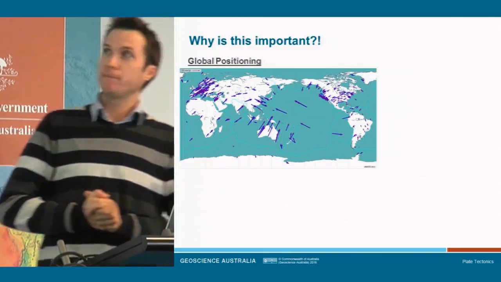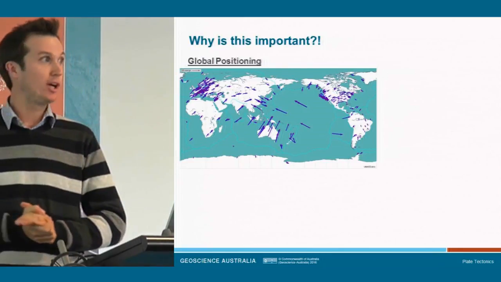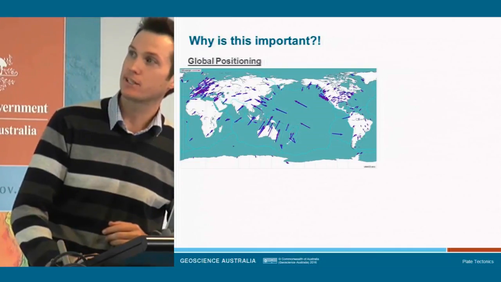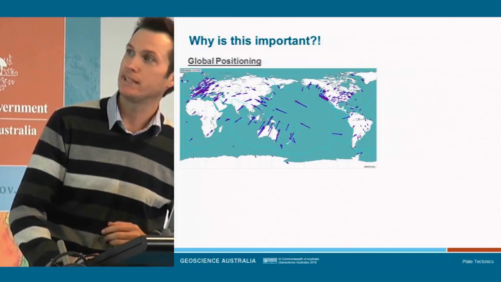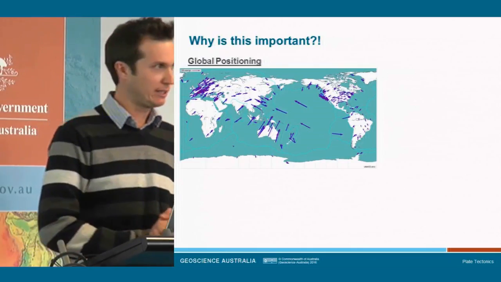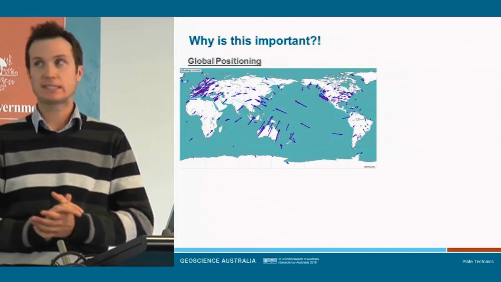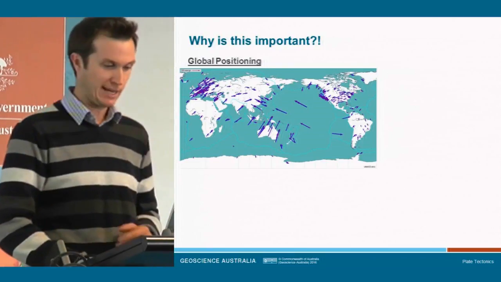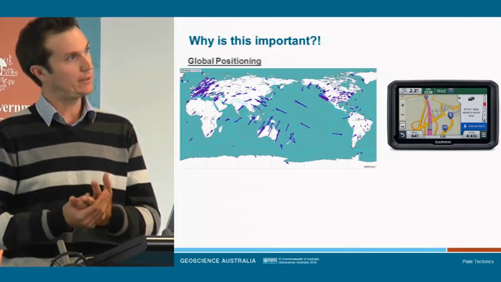So finally, it's quite topical at the moment. We talk about global positioning. If you have a look at this map here, you can see the general forms of some of these movements of plates on the Earth. And it's really important to understand how the plates are moving and how fast they're moving, because this has a big impact on things like global positioning.